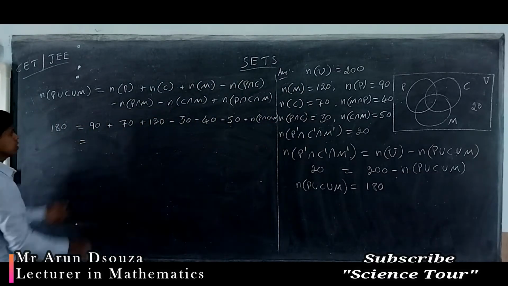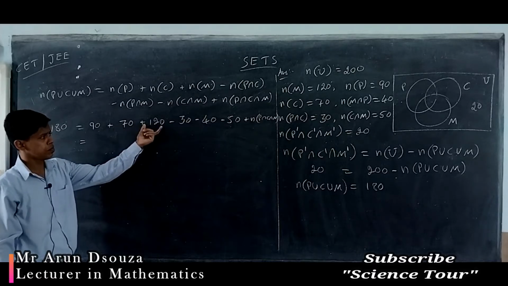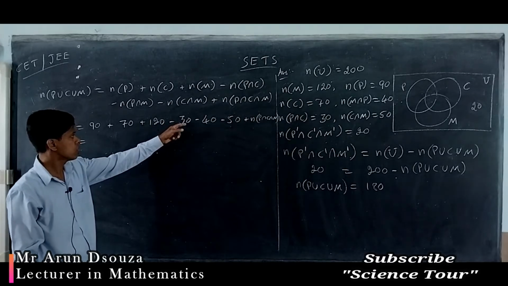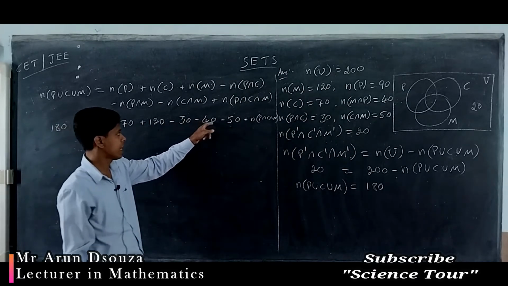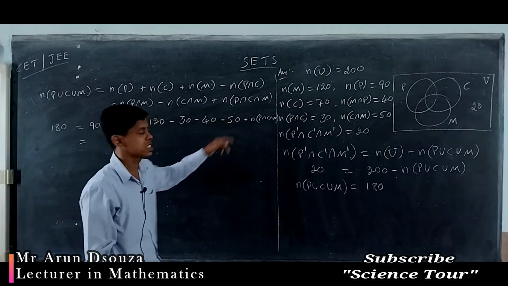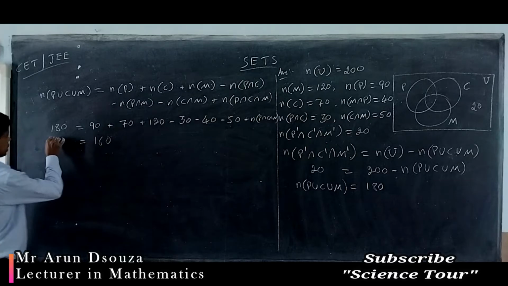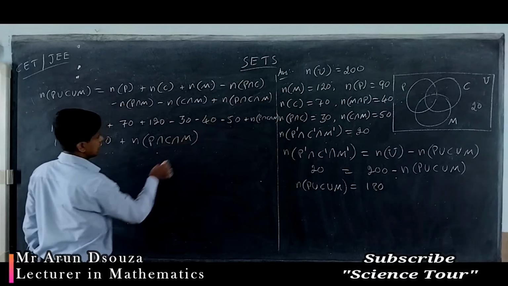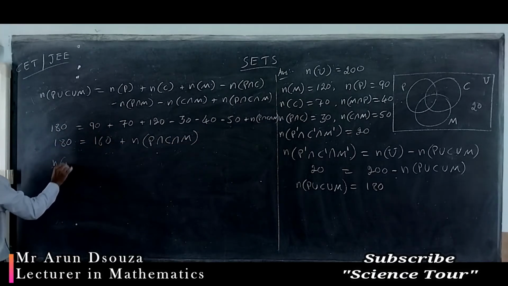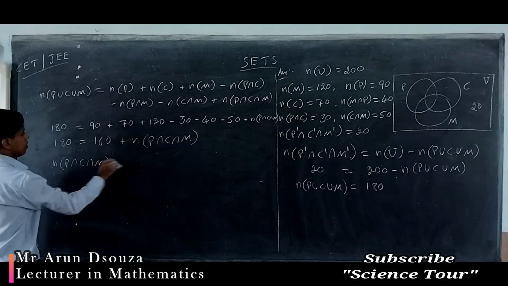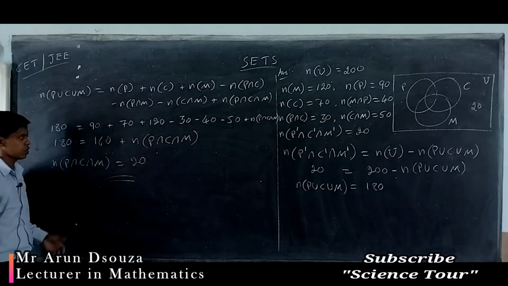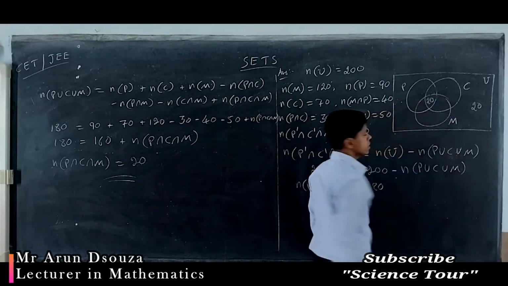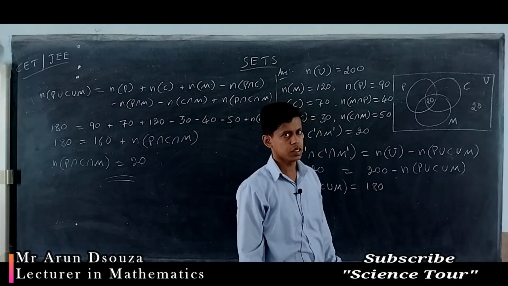Well, now this is 90, 160, 280. Correct? So out of 280 remove 30, that is 250, and 250 minus 40 is 210. So out of 210 remove 50, 160. So this is 160 and this is 180, and you have got P intersection C intersection M here. So what is P intersection C intersection M? Which is 20. So how many students are here? There are 20 students here.